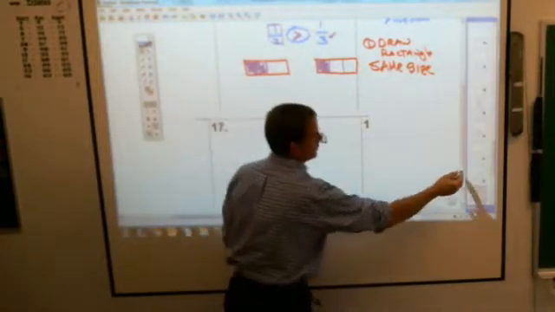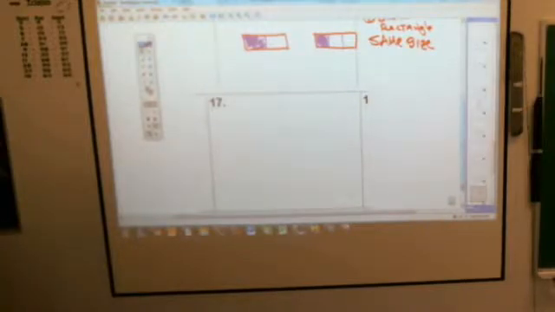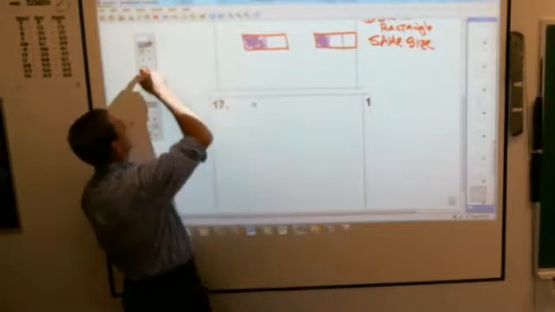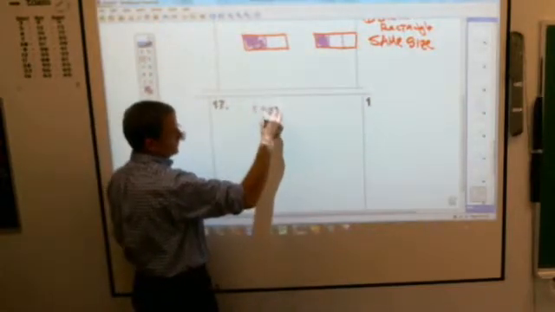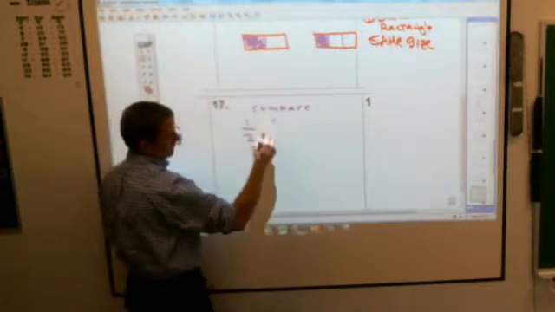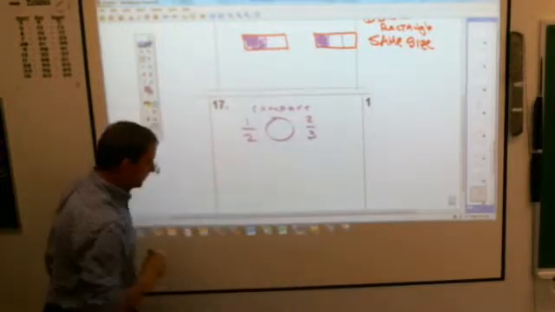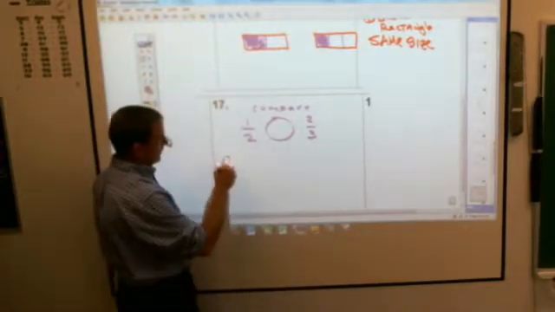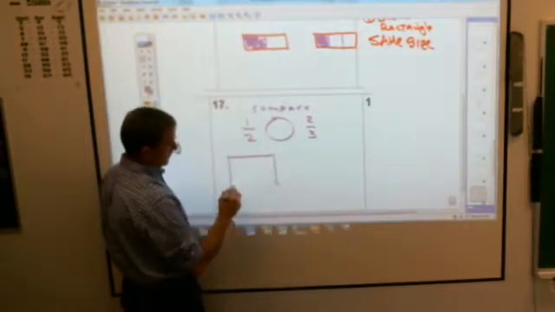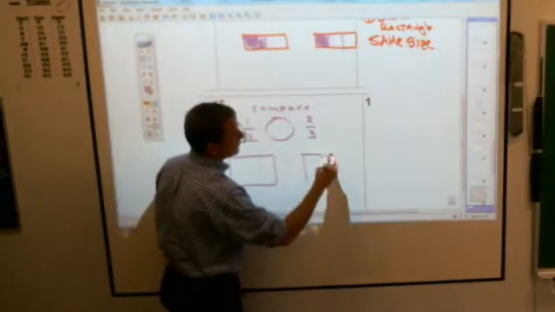What if I were comparing 1/2 to 2/3? And you can make your rectangle bigger if you like. We could make it a 2 by 3 rectangle. Try to draw the other rectangle the same exact size, 2 by 3.